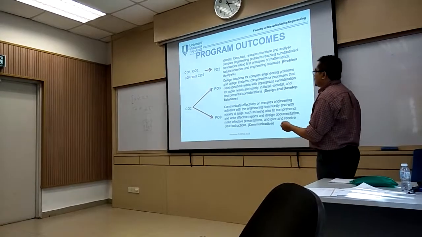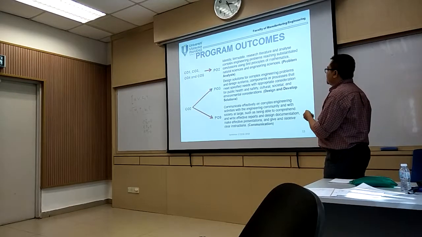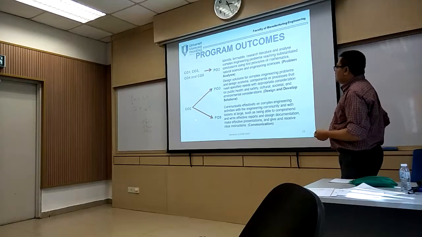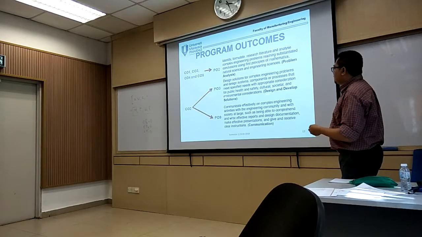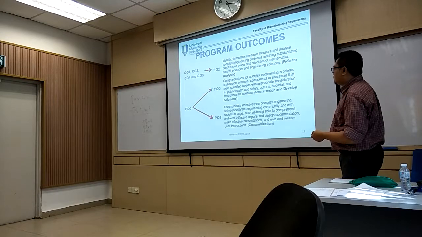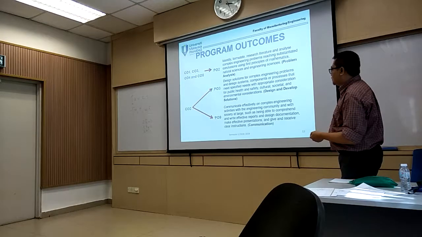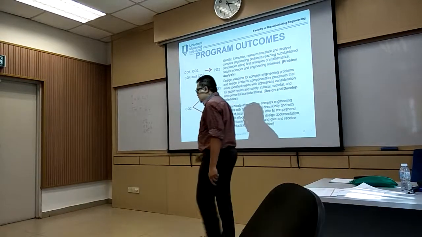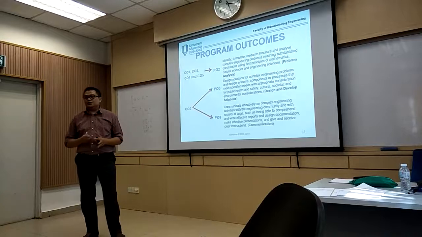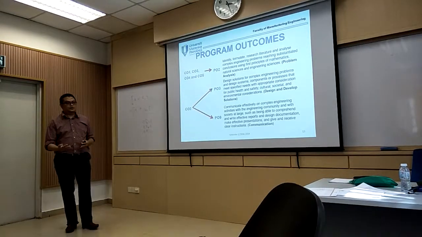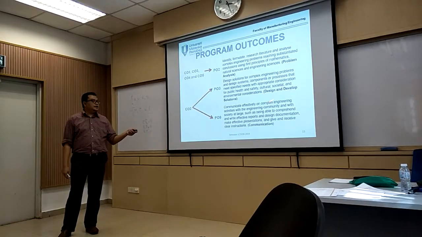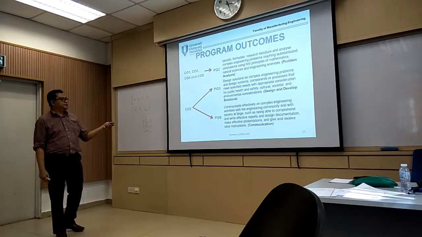CO1, CO3, 4, and 5 will be related to problem analysis. CO2 will be related to design and develop solutions, and CO2 is also for PO9 for communication. CO2 we are going to fulfill by doing a project. Later on we will have a project, and you need to design something and then present that design. That's why PO3 and PO9.